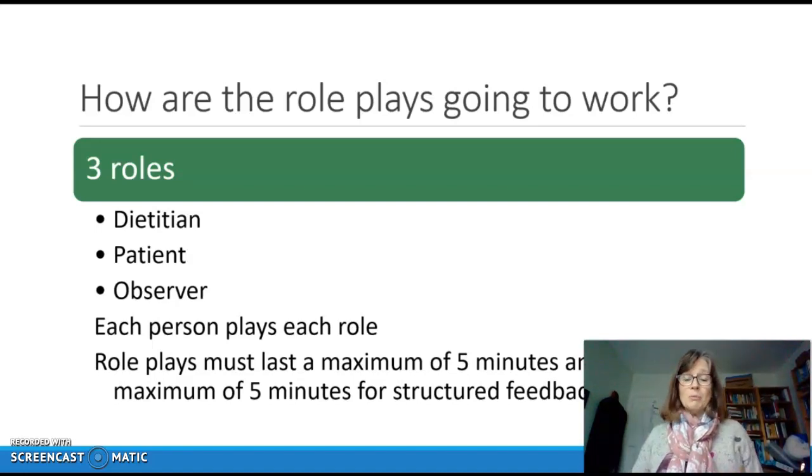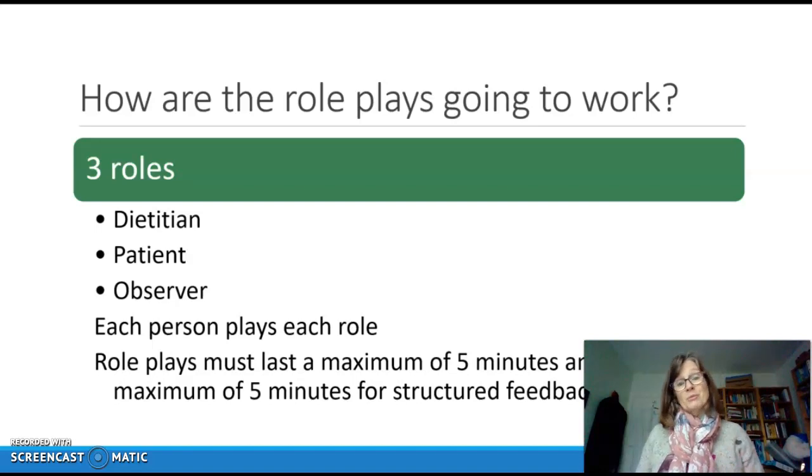Each individual role play is going to last a maximum of 5 minutes, and a maximum of 5 minutes of structured, positive, constructive feedback. So let's just think a little bit about when you're being the dietitian. This is your opportunity to practice the skills that we're going to be looking at. And as I say, no one's expecting you to be perfect at these. It's a learning journey that we're on.